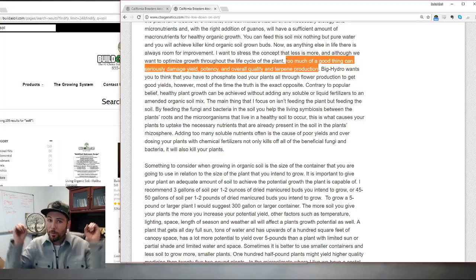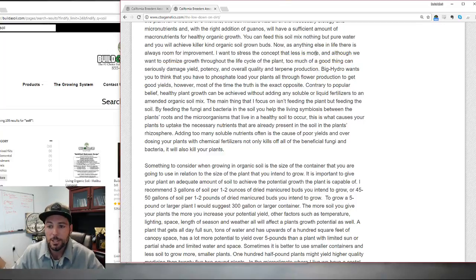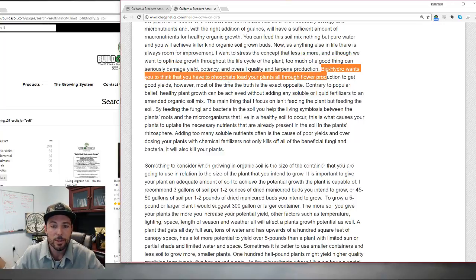You can't just throw more fertilizer at it. At a certain point, you have to have some specialties. You can't just throw more fertilizer, okay? So Big Hydro wants you to think that all you have to do is phosphate load your plants through flower and get good yields. However, most of the time, the truth is the exact opposite.